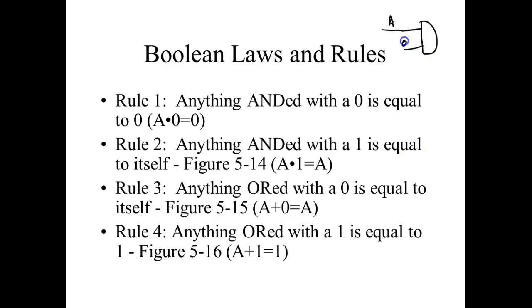And then I come over here and I put a 0 right there. I don't care what A is. It's an AND gate. If I see a 0 on one input of an AND gate, guys, the output's going to be 0. So A could be any combination.